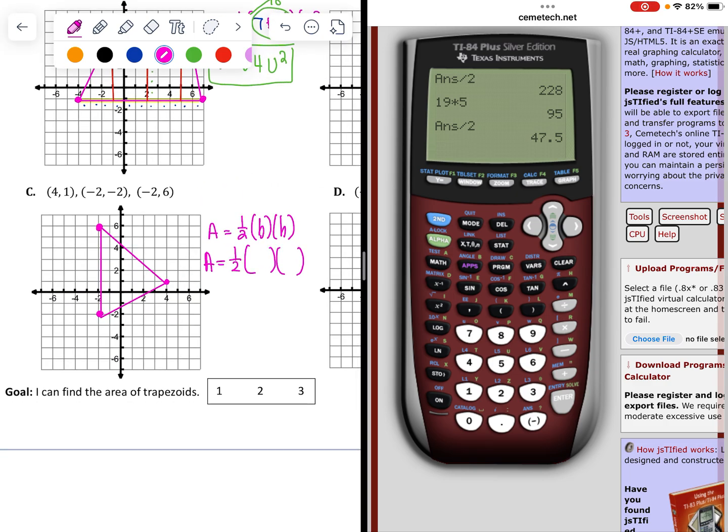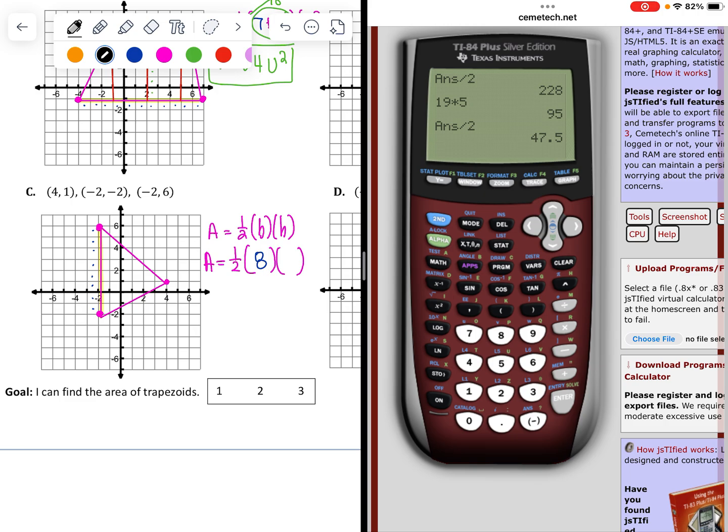I already need a base and a height. A base and a height are always perpendicular. So what I'm looking for is a vertical and a horizontal line, or just one of them, and I'll draw the other one in. So here I see a vertical line, so I'm going to use that as my base. I'm going to count it right now. 1, 2, 3, 4, 5, 6, 7, 8. My base is 8.